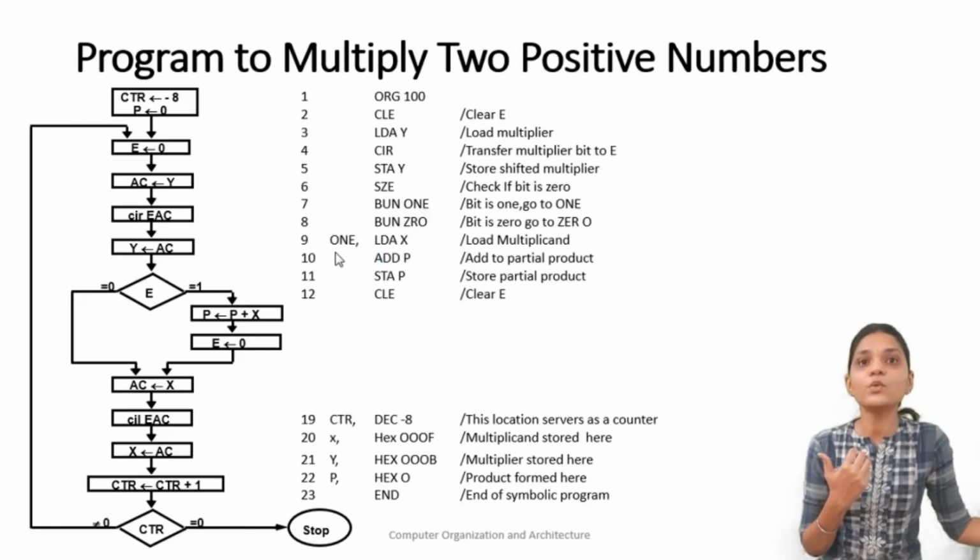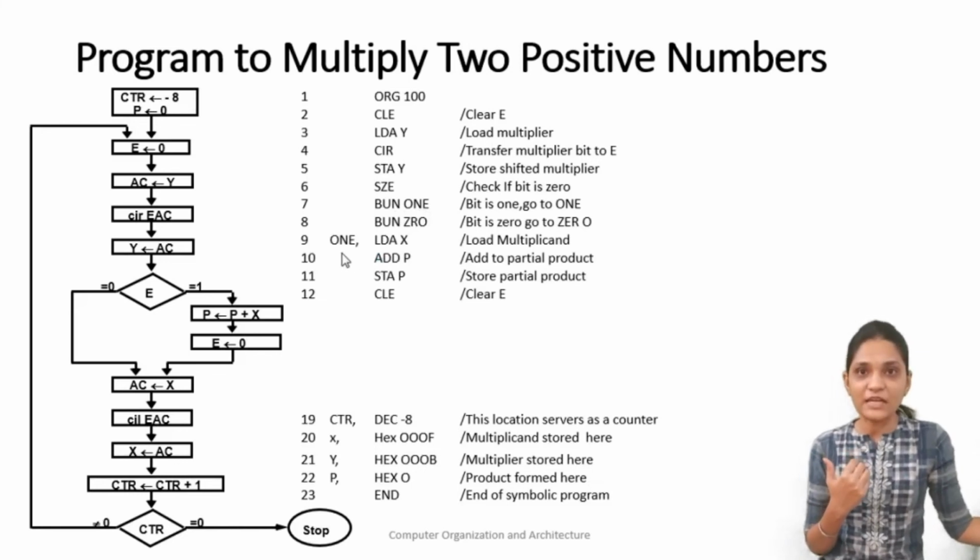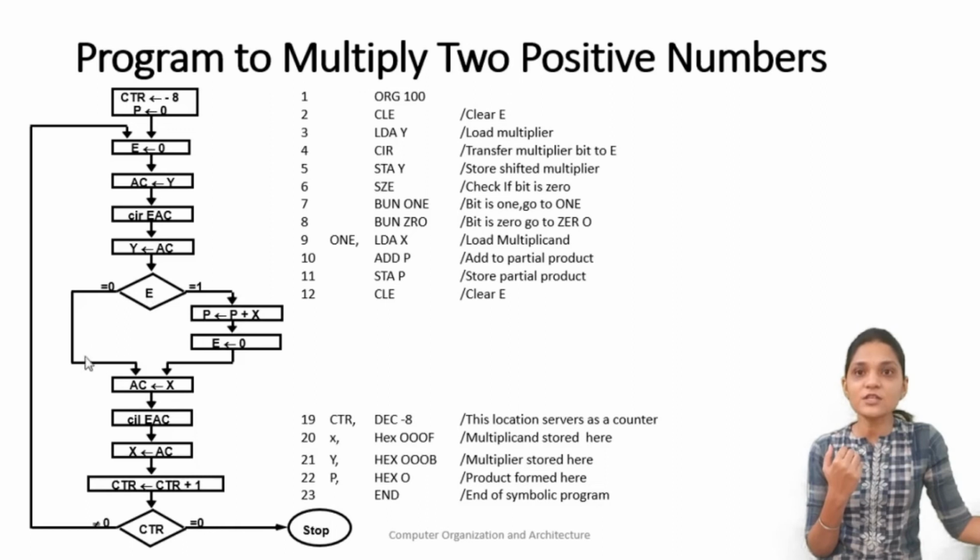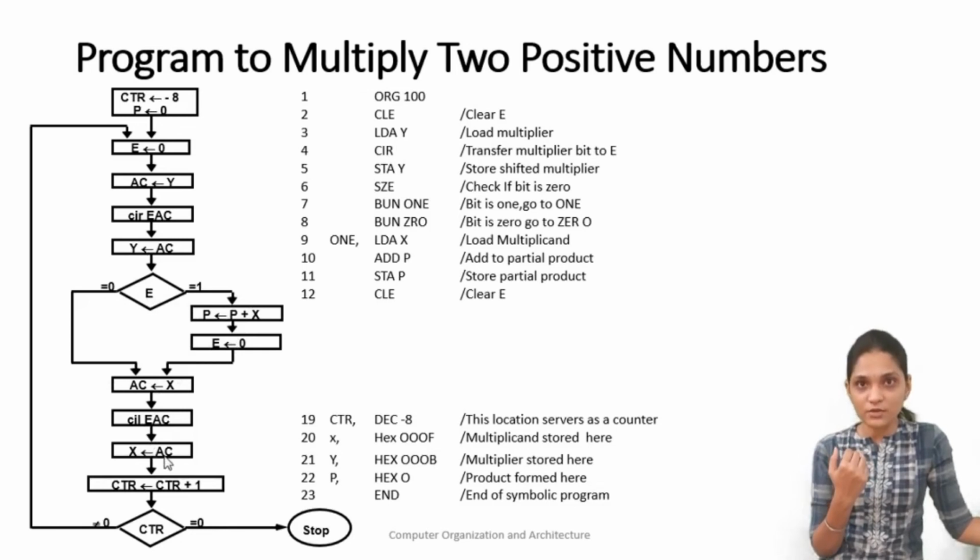After this, we have this 1 label. In this, if your E flag is 1, then you have to add this shifted version and clear the E flag. If it is 0, then you just have to do the circular shifting. In 1 also you have to do the circular shifting.